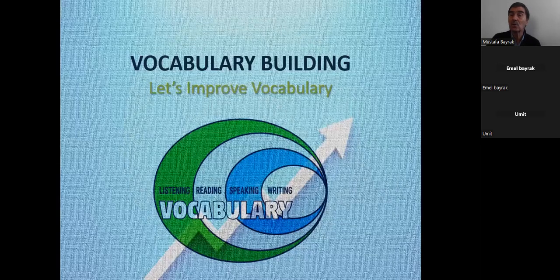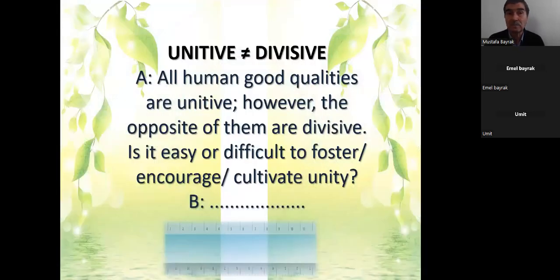Now, time to build our vocabulary. Vocabulary building. English building. Unitive and divisive are two adjectives. All human good qualities are unitive. However, the opposite of them, the negative qualities, are divisive.